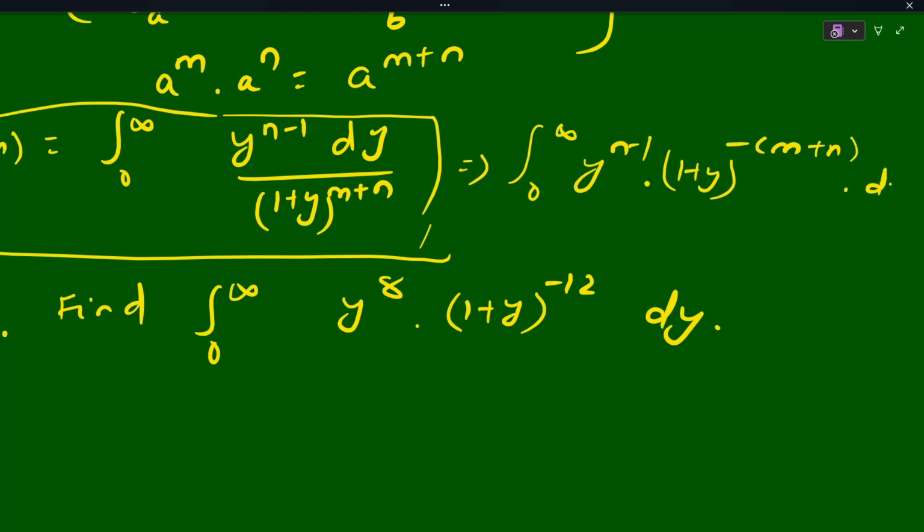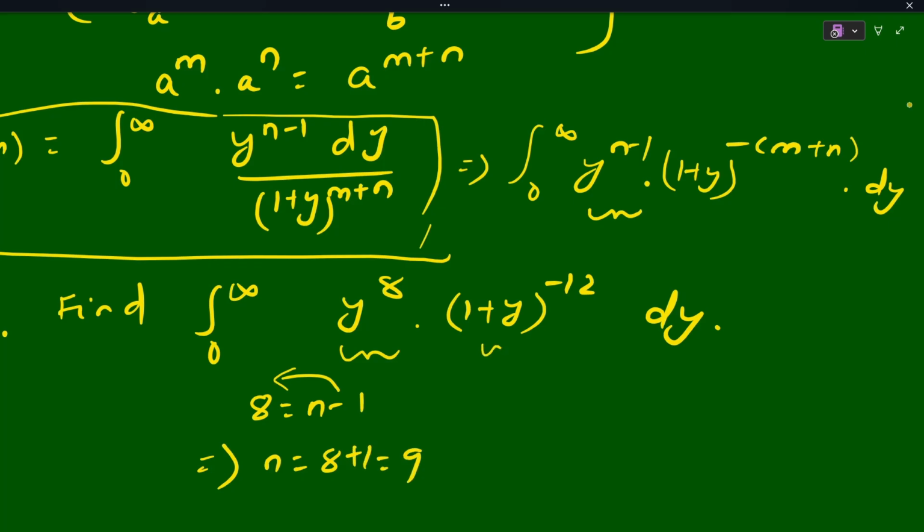So in that way, I take this to the upside. Now compare these both types of integration. Here it is y to the power 8. Here it is y to the power n minus 1. So here this 8 is equal to n minus 1. So the n value, take this minus 1 to the left hand side, would be 8 plus 1, that is 9. Similarly, compare this term and this term.